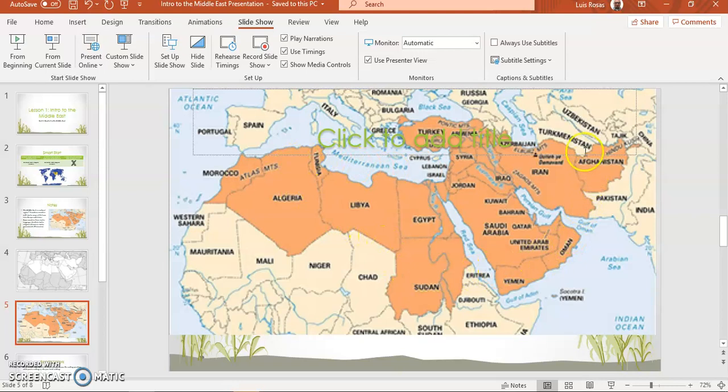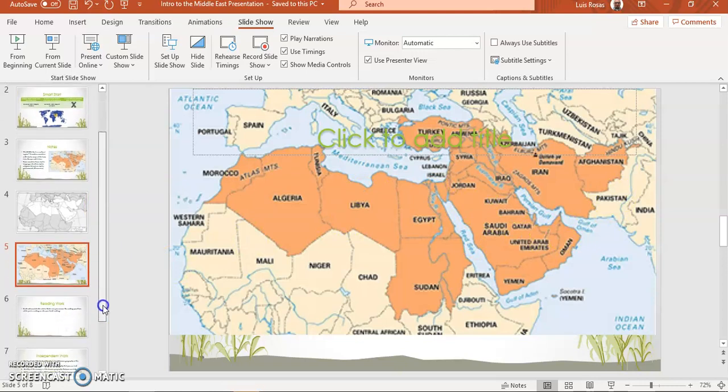There's going to be a few questions about this map. Make sure you look at the different bodies of water, the different geographic features, the different political features. Here are the names of the countries, and that should help you with the lessons going forward.